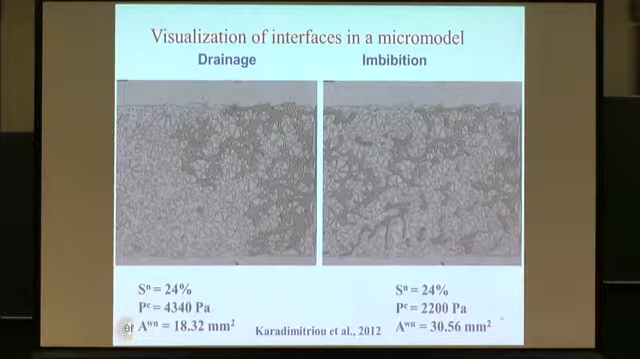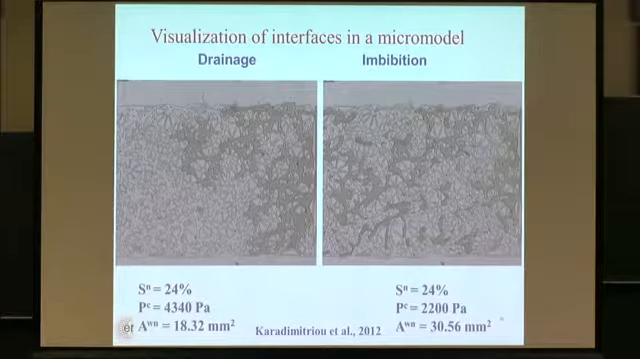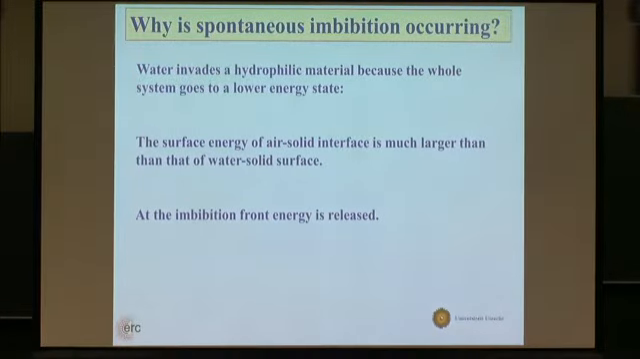So that's why you see here the interfacial area between the wetting phase and non-wetting phase. This is the area of these interfaces. Here it is 18, here it is 30. It's a big difference. Okay, so this actually suggests that interfacial area between the fluids is another potential state variable.